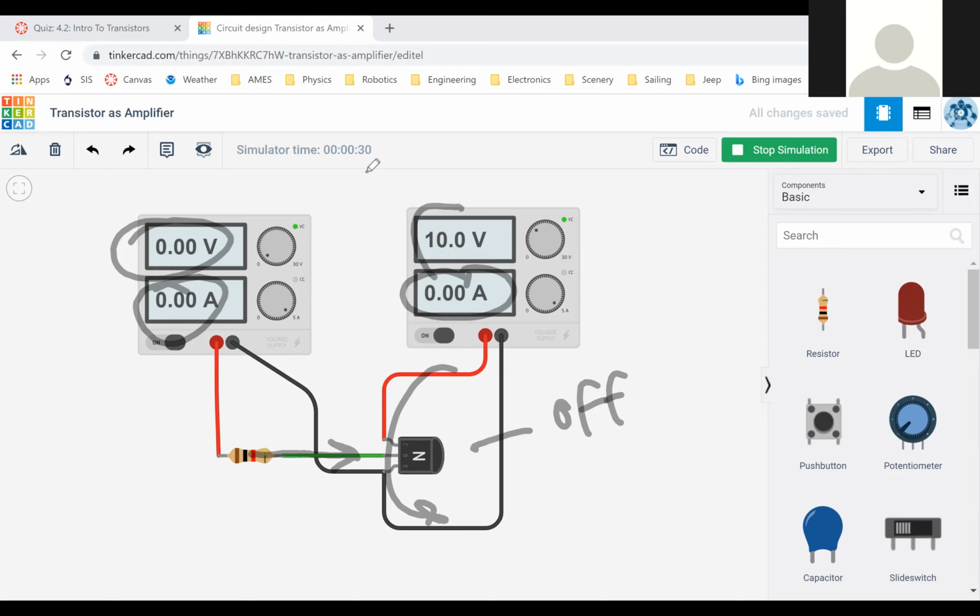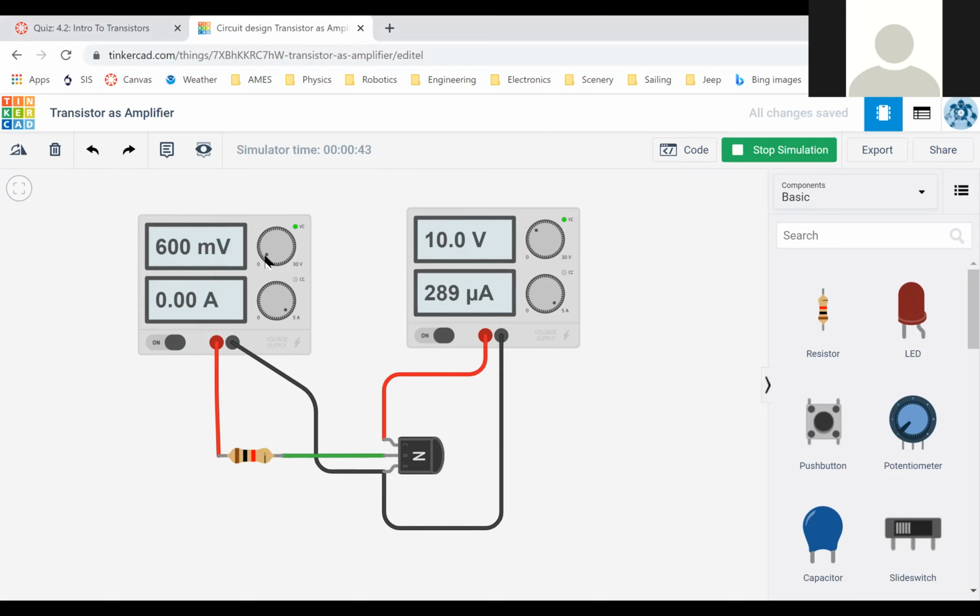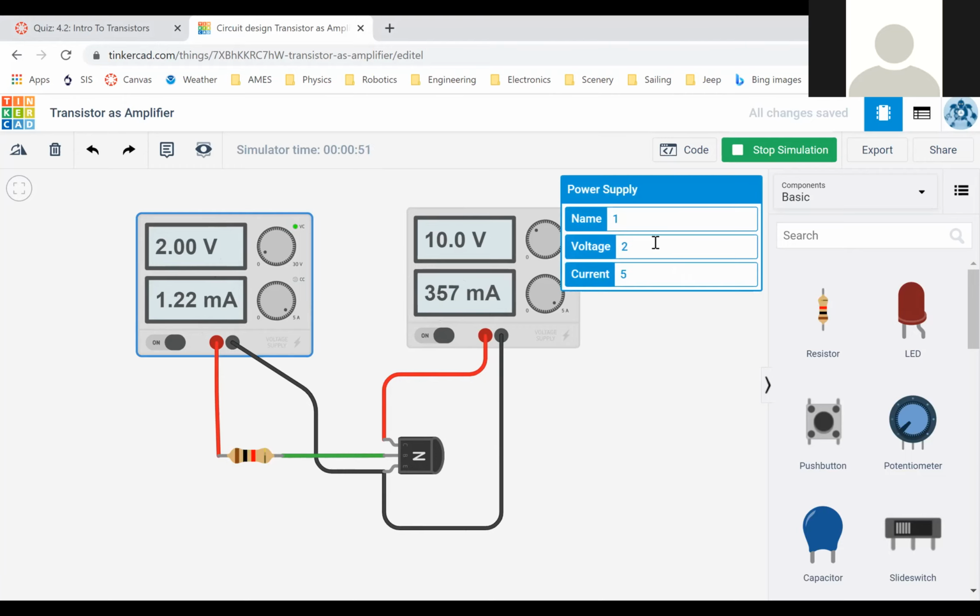So even though we have 10 volts trying to push the current through here, the transistor will not let it go because it's in the off position. Okay, so let's turn on the voltage a little bit here. We don't need much, just a little trickle is all we need. Let's make it really small. Let's take that voltage down to, let's try 1 volt. Okay, that's good. I like it at 1 volt.